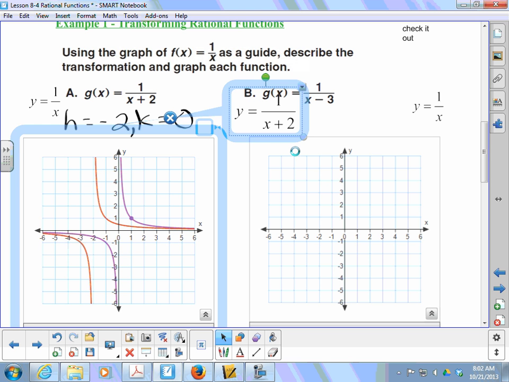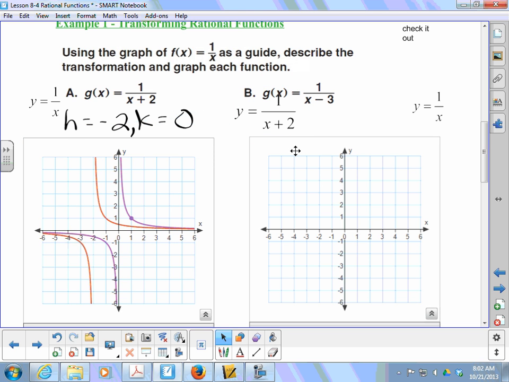So where we had asymptotes at x equals 0 and y equals 0, the vertical one is now moved over here where x equals -2. But we didn't go vertically anywhere, so our horizontal asymptote is going to stay the same. We'll talk about those more in a minute. All this did is move our graph over 2 units to the left. Letter B.